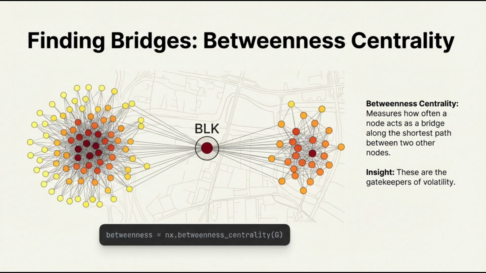The slide calls these nodes gatekeepers of volatility, and that is a strong phrase. It means that shocks, information, or synchronized movement may pass through these bridge nodes when traveling from one part of the market to another. So if degree tells us who is most connected, betweenness tells us who links separate worlds together. Both are forms of importance, but they capture different structural roles.